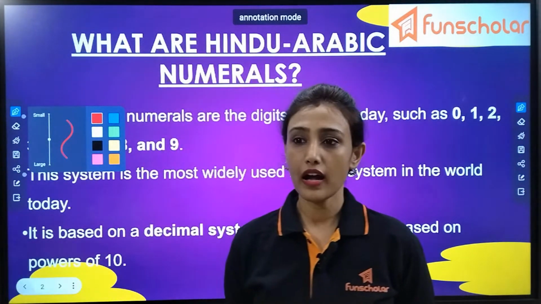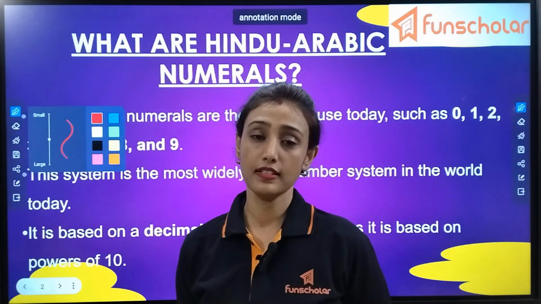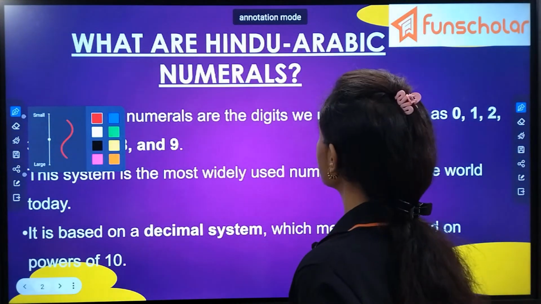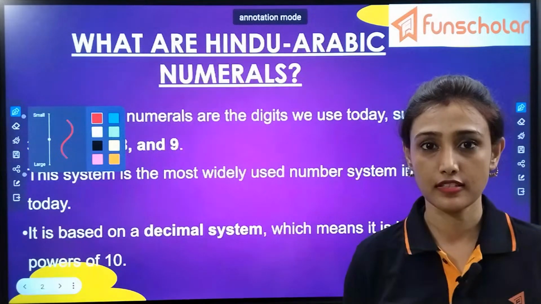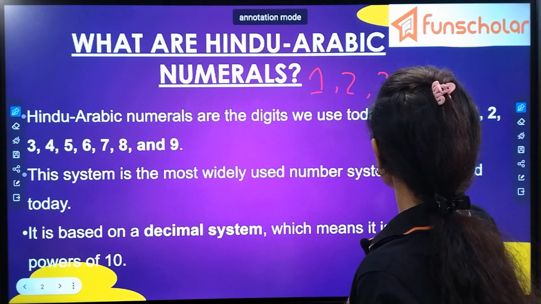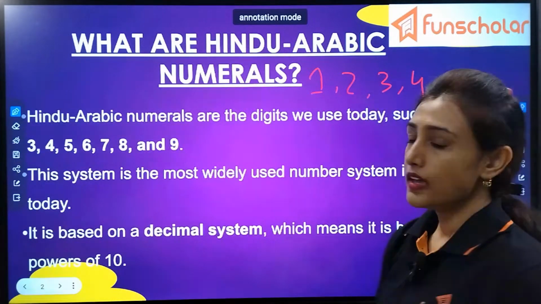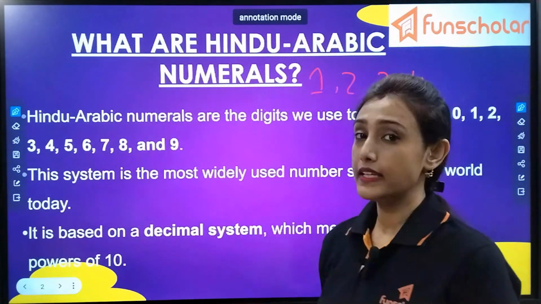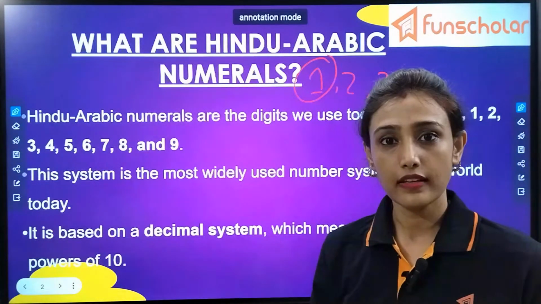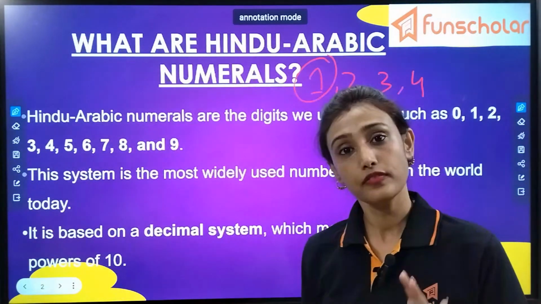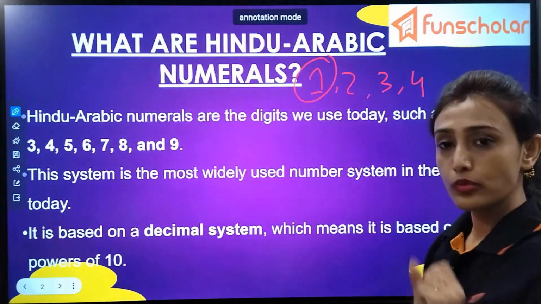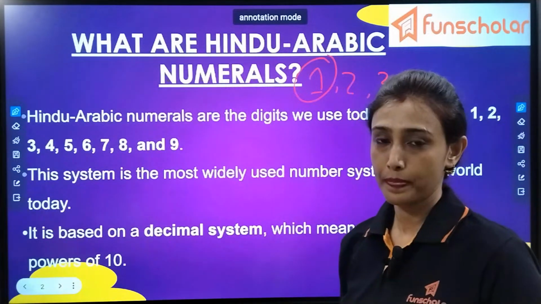Okay, so to understand Roman numerals in a better way, first we need to know what Hindu Arabic numerals are. So you write 1, 2, 3, 4. You travel from India to America, the 1 will remain 1 only. You travel to England, it will remain 1 only. So it is the most widely used system in the world.